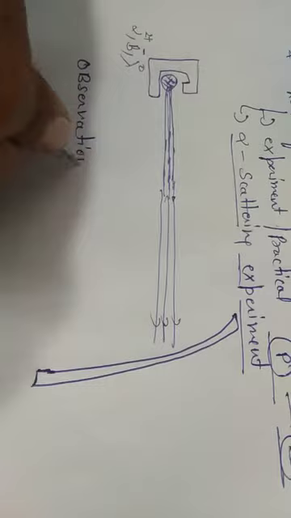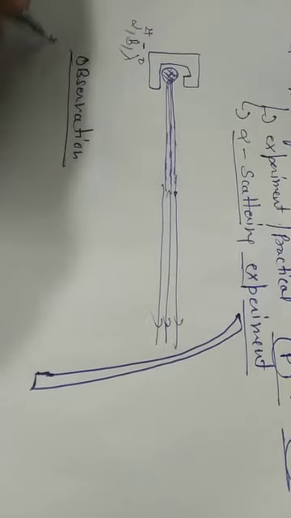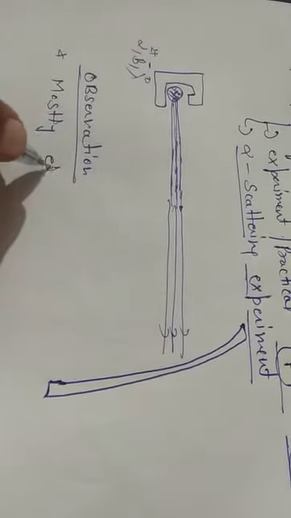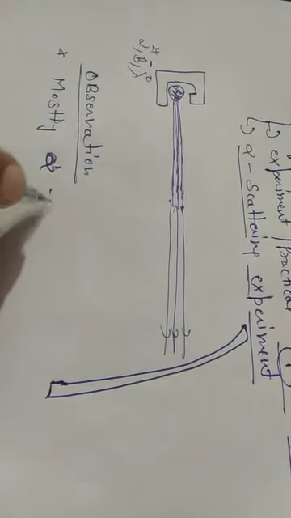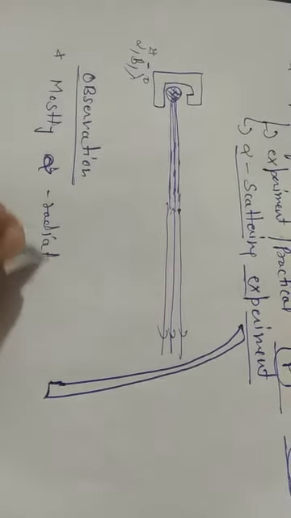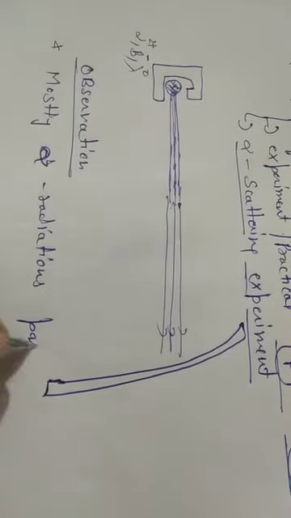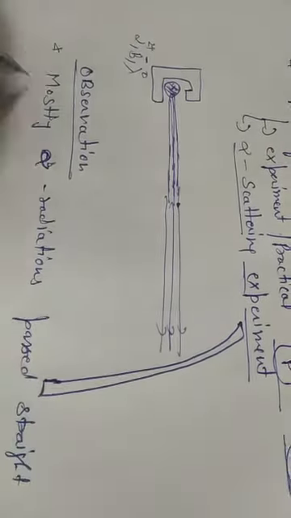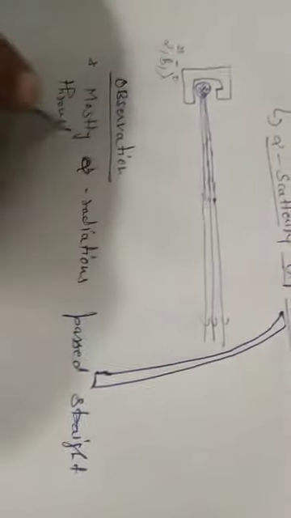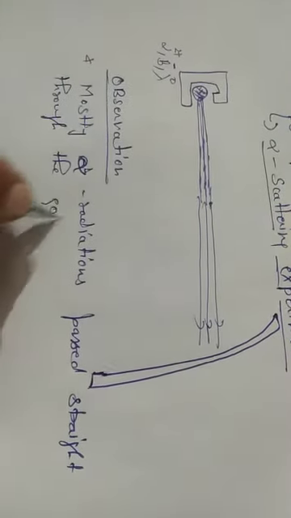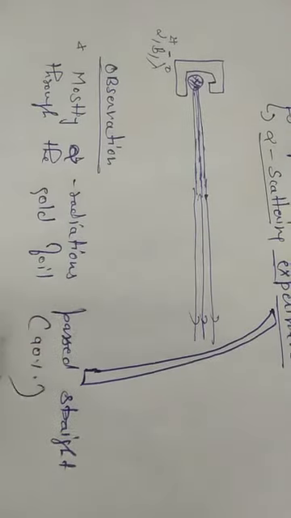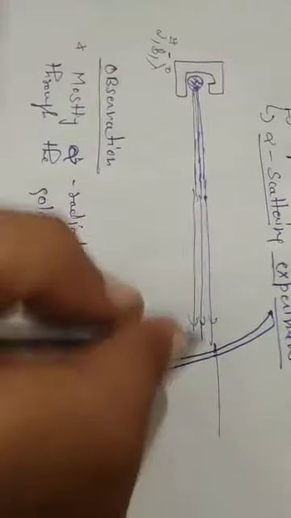So what are the observations? First observation: mostly alpha particles, or you can say alpha radiations, passed straight through the gold foil. He is saying that almost 90% of the radiation passed straight through the gold foil.